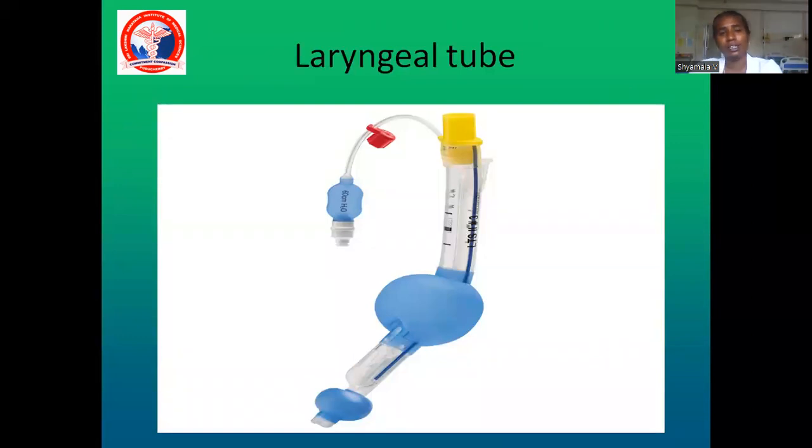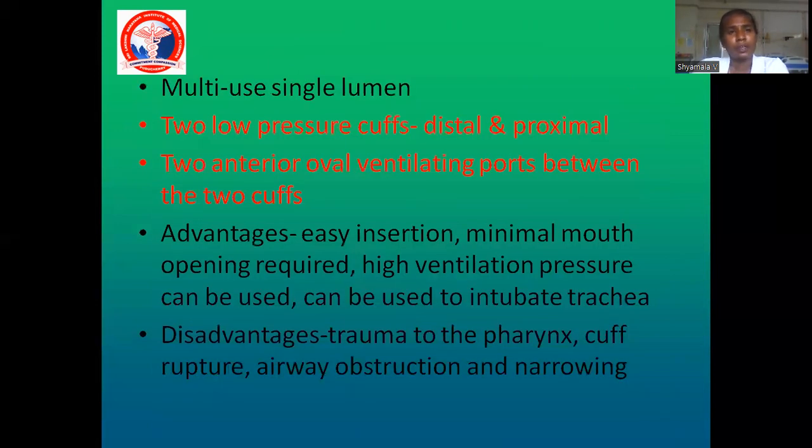This is the laryngeal tube. That is the combi tube. This is the laryngeal tube. This also has two cuffs. Okay. It is multi-use, single lumen. It also has two low pressure cuffs, distal and proximal, and two anterior oval ventilating ports between the two cuffs. Two oval ventilating ports between the two cuffs.